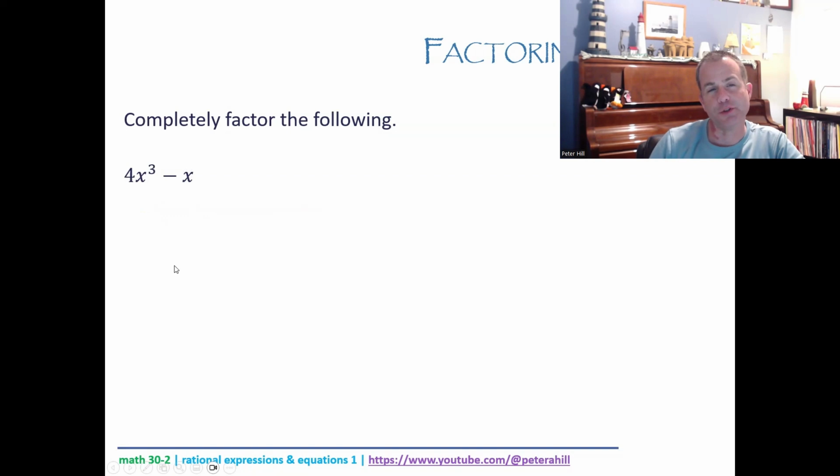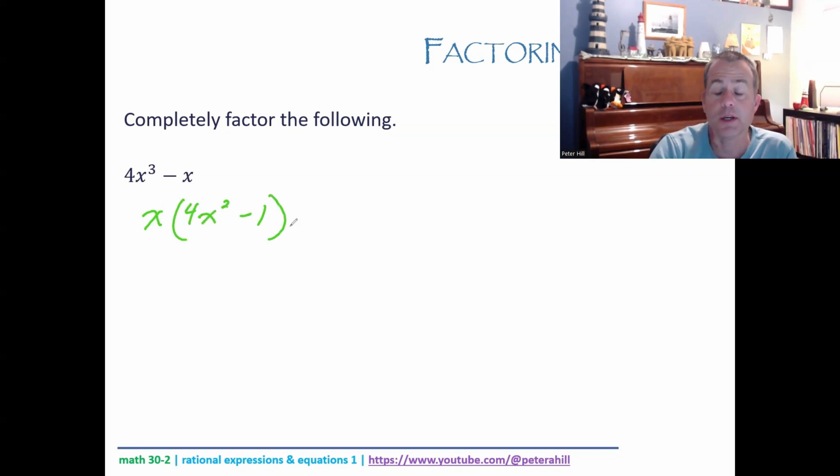Okay, 4x cubed minus x. On this one, first of all, can I take out a greatest common factor? When I look at 4x cubed and x, I can see that x itself is a greatest common factor. So I'm going to pull the x out, and that's going to leave me with 4x squared minus 1, right? X divided by x is 1. Remember, the questions say completely factor, so we're going to factor until we can't factor anymore. I'm always asking myself, is there anything else I can do here?